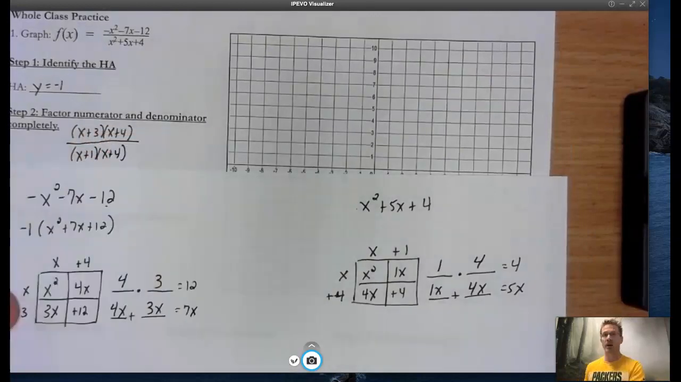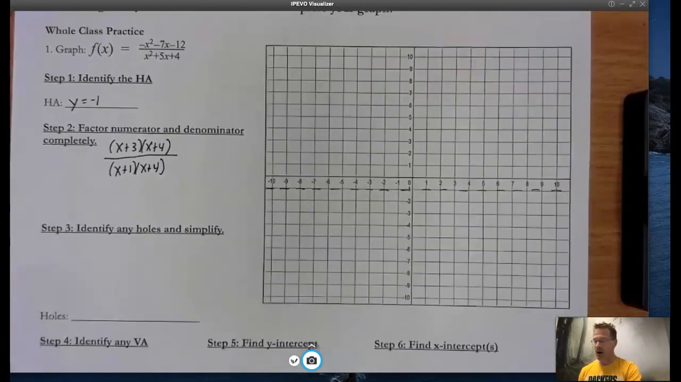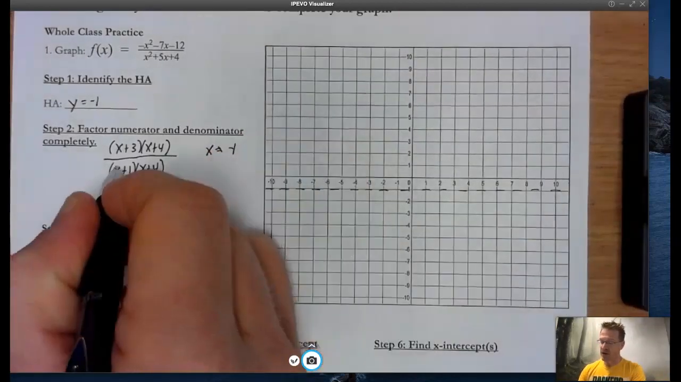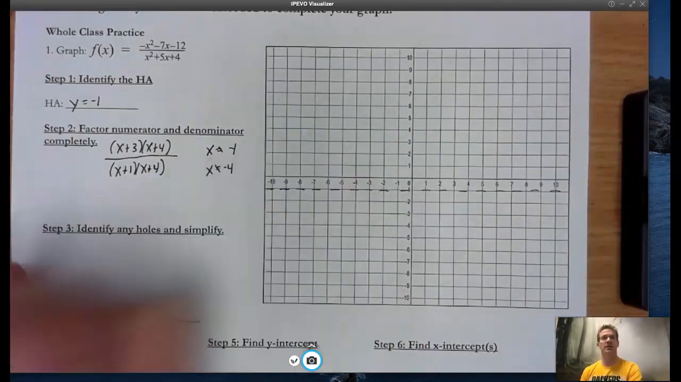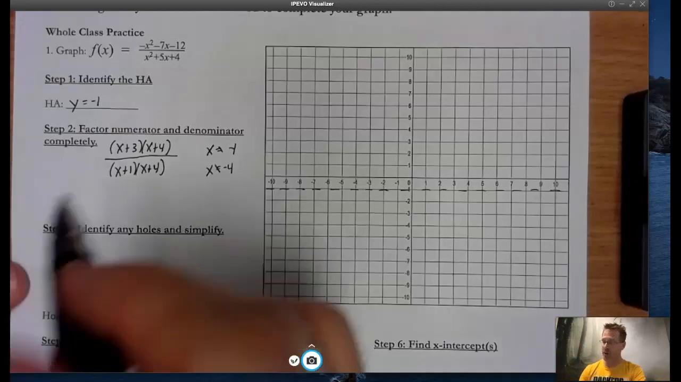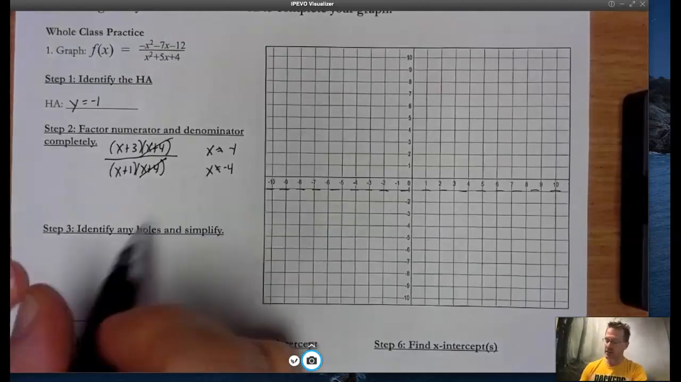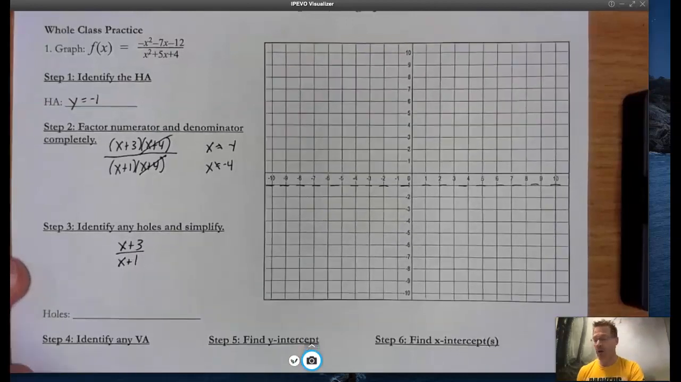So let me just set that to the side for now. Now here's what we know. We have two domain issues, right? So we know x cannot be -1 because that makes this factor 0. We know x cannot be -4 because that makes this factor 0. Now we're looking for common factors. Common factors in the numerator and denominator are what generate our holes. So notice that would be the x plus 4. That means when I simplify here, I'm left with x plus 3 over x plus 1. So what I know is I'm going to have a hole at -4.